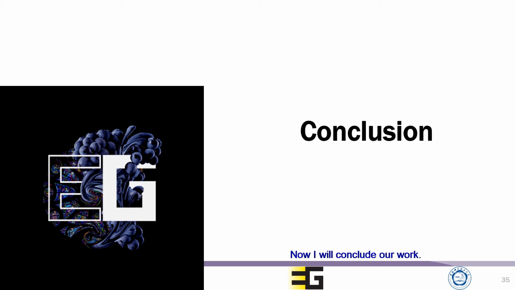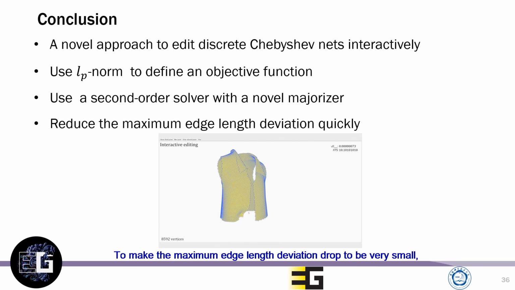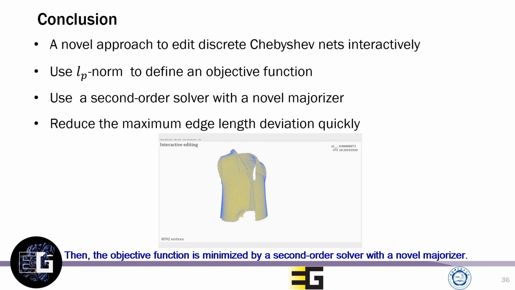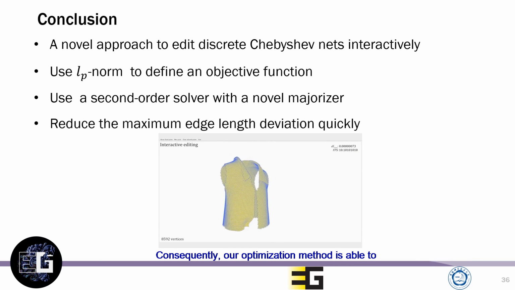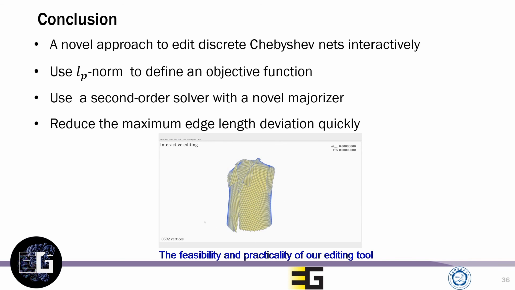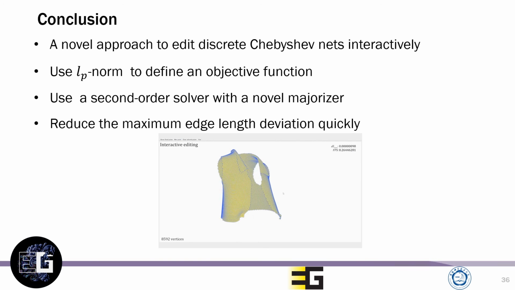Now I will conclude our work. Our method provides a novel approach to edit discrete Chebyshev nets interactively. To make the maximum edge length deviation drop to be very small, we use the Lp norm to define an objective function. Then, the objective function is minimized by a second-order solver with a novel majorizer. Consequently, our optimization method is able to reduce the maximum edge length deviation quickly. The feasibility and practicality of our editing tool are demonstrated by successfully deforming various discrete Chebyshev nets.